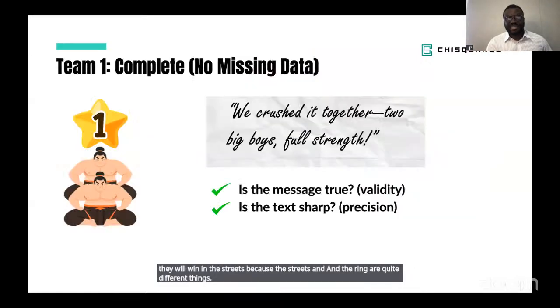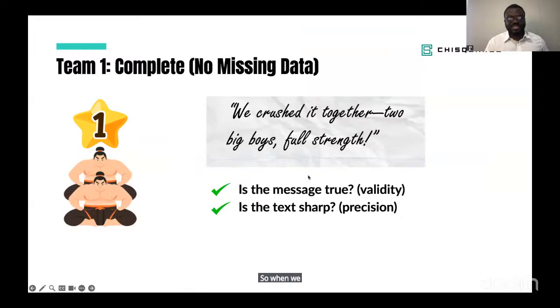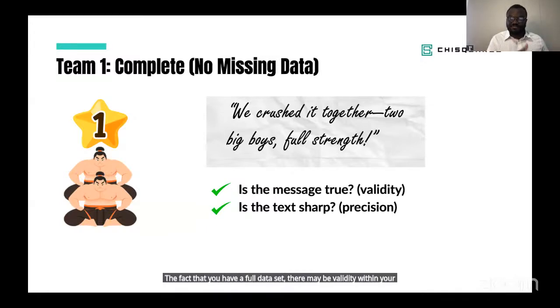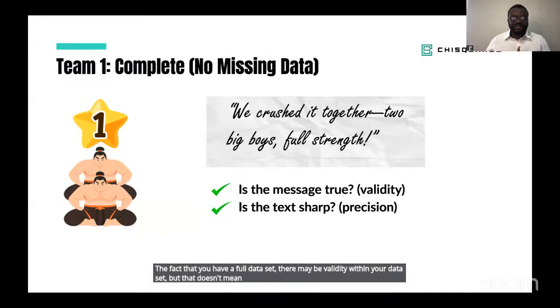So when we say that there is validity with this full data set, there may be validity within your data set, but that doesn't mean that your results are generalizable to the streets, because the streets and the ring are quite different environments.